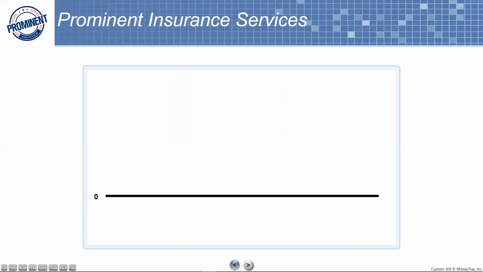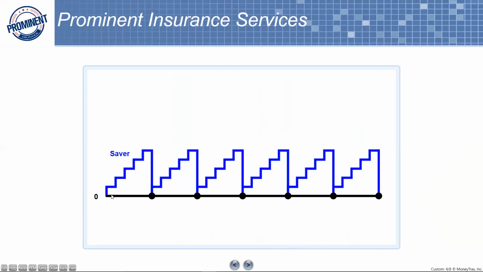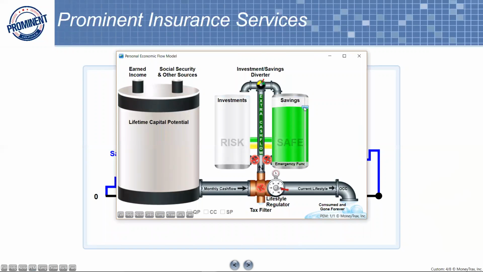Then you have the saver. The saver, same situation. He's above the zero line. So he saves. And what does he do when he gets all the way up there? When he wants to make a purchase, he drains the tank. Remember we showed you that? He drains this tank right here. He wants to make a purchase, he drains this tank. So he's nearly back to the emergency fund, zero line.